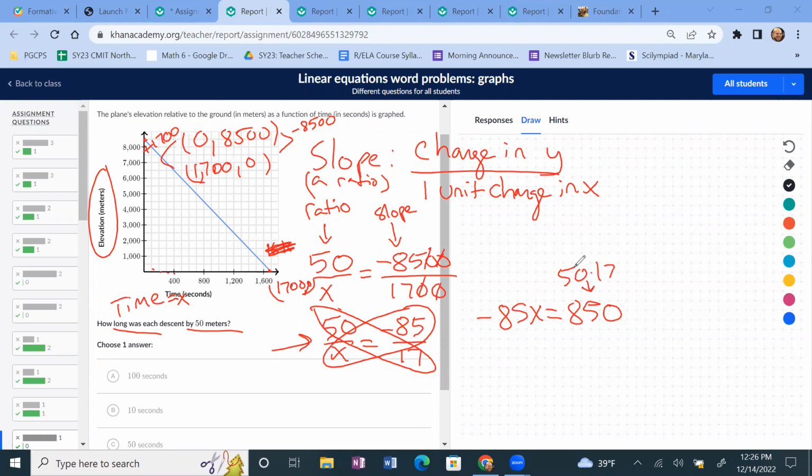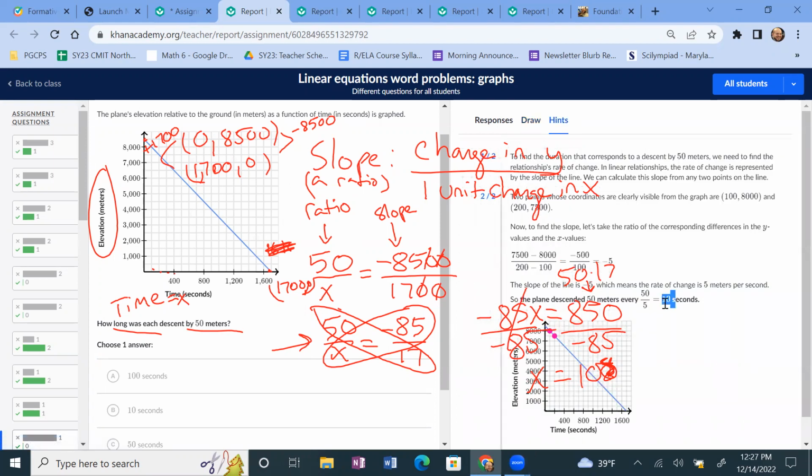Okay, and now what do we do? We divide. Boom, so x equals, that would have to be, 10, right? Not 100, just 10. 85 times 10 is 850, right? So the answer, 10 seconds. 10 seconds, look at that.